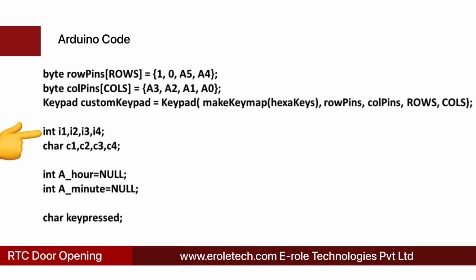I1, I2, I3, and I4 are 4 integer type variables. C1, C2, C3, and C4 are 4 character type variables. Hour and minute are 2 integer type variables. keyPressed is a character type variable.